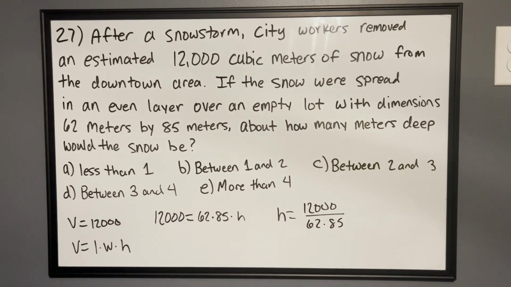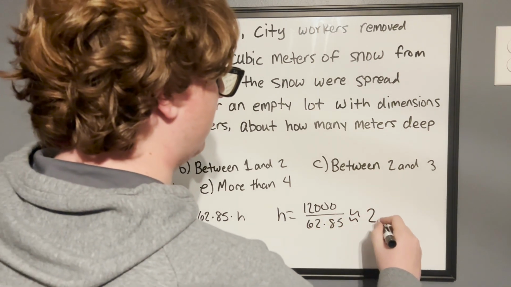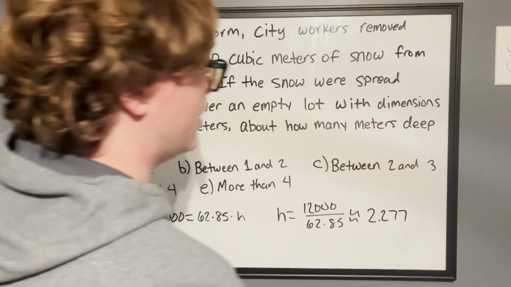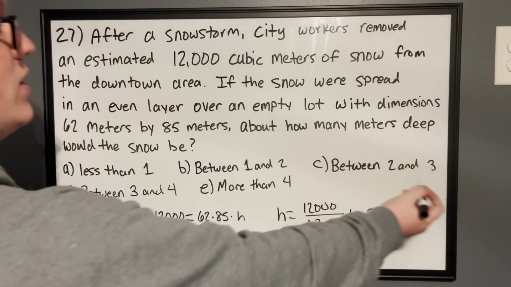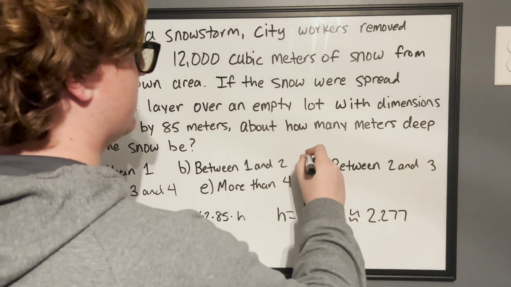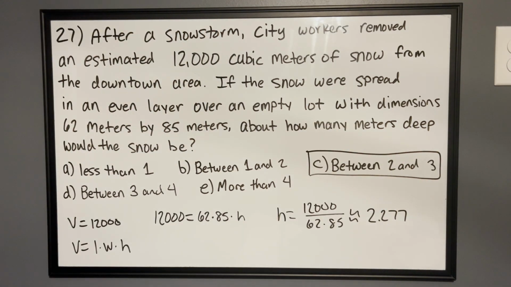You can plug it into your calculator, and it will give you approximately 2.277 meters. So now that we know we have approximately 2.277, we know that that's between 2 and 3 meters. So our answer for this question is going to be C. So that's it for question 27. Let's move on to 28.